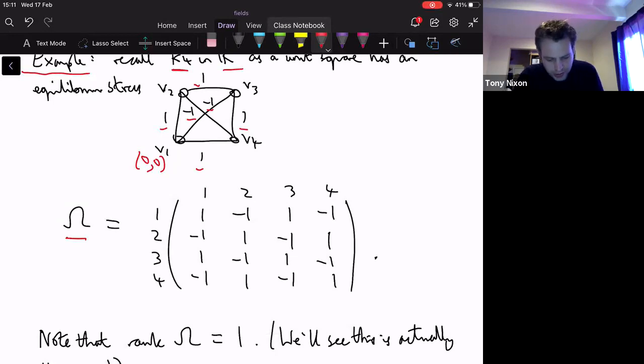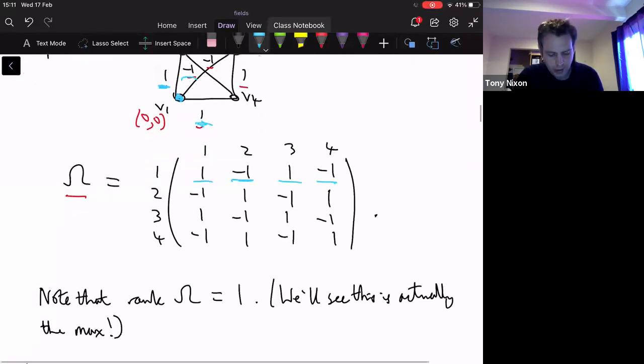Say at vertex V1, you've got a 1 from vertex 1 to vertex 2, so that gives you minus the stress, a -1. From vertex 1 to vertex 3 you have a -1 stress, so minus, minus, and a 1 from vertex 1 to 4. So you get -1, and 1 plus 1 minus 1 gives you the 1 on the diagonal. You can obviously do that all yourself easily.